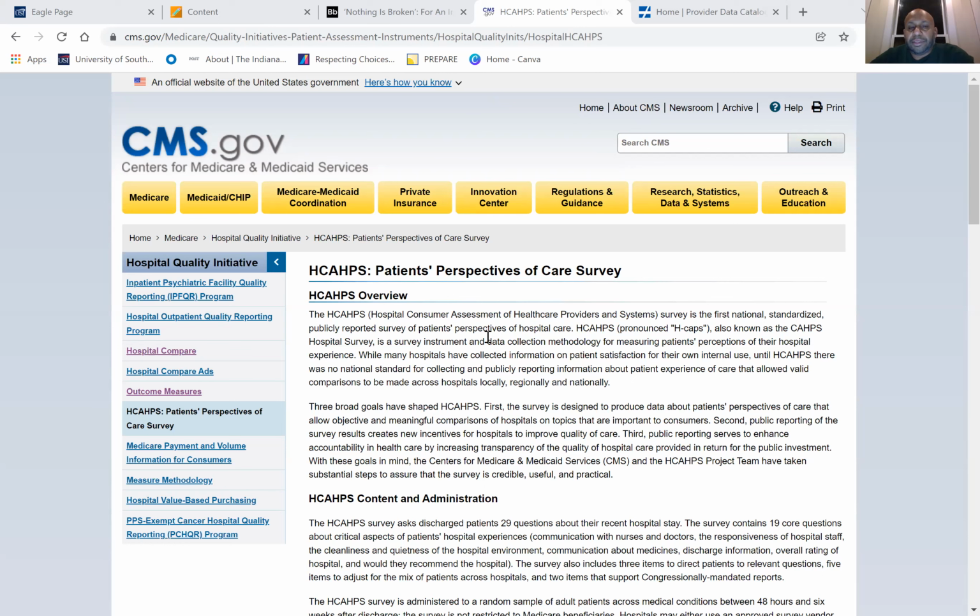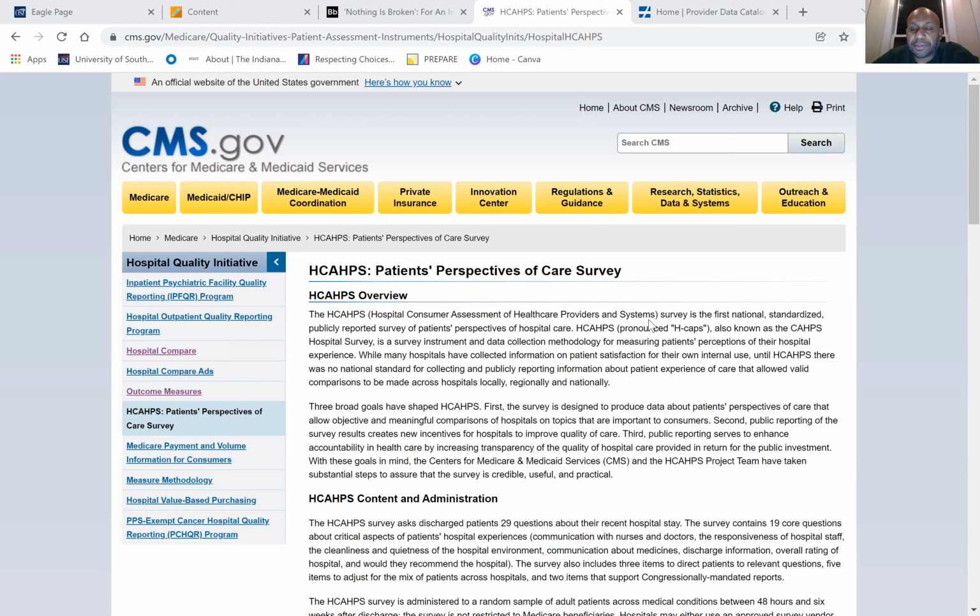So in the early 2000s, really the idea was, let's start collecting patient information, their perspective. And a tool was created called HCAHPS. It's known as CAHPS as well, but it stands for essentially Hospital Consumer, that's patients, Assessment of Healthcare Providers and Systems. And it measures what patients' perspectives are on the care that they're receiving.